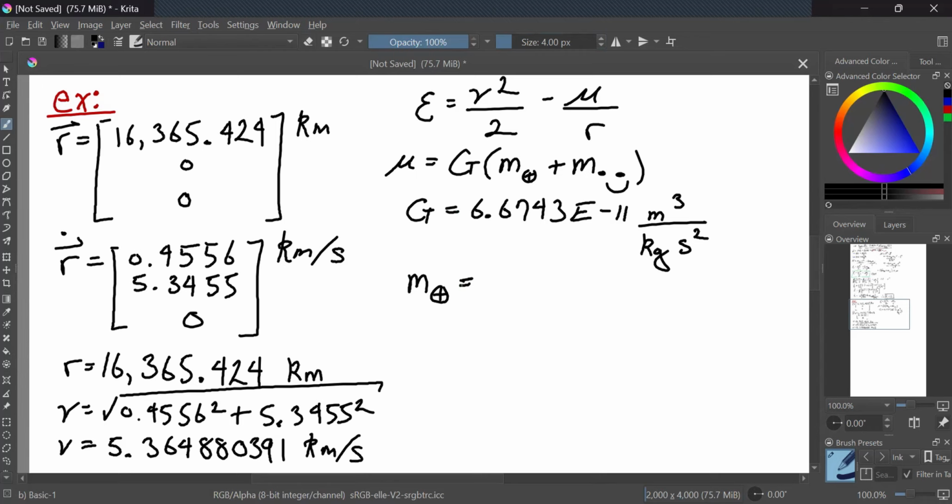Times 10 to the 24th kilograms. All right. So we know what 2 of these 3 things are, right? We know gravity, we know what the mass of the Earth is, but we don't know the mass of our satellite. I am going to make the argument that it doesn't matter. So let's pick a number for a reasonably sized satellite, or even an unreasonably sized satellite. Let's say 3,000 kilograms.